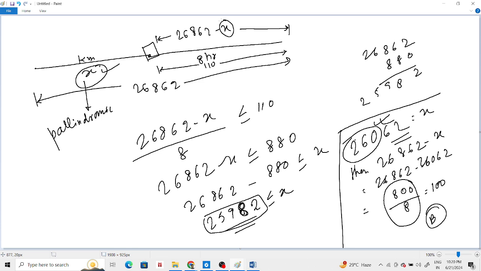So what I need to find out is 26862 minus x divided by 8. This is what I need to find out, the maximum value of this. For that I need to minimize x as much as possible. I can take 26162, but in that case I will not get the minimum average, because the minimum value of x is 26062. You get my point? Why I need to take the right next palindrome number?